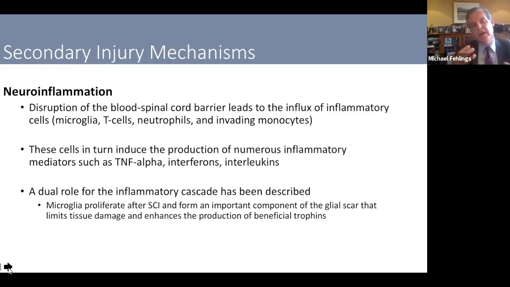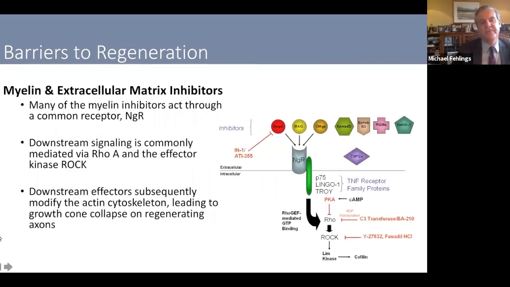What's important to recognize is that there's a dual role for the inflammatory cascade. This is the yin and the yang, if you will. There are positive, beneficial effects of inflammation in terms of wound and tissue healing, but there are also negative effects in terms of amplification of the secondary injury cascades.